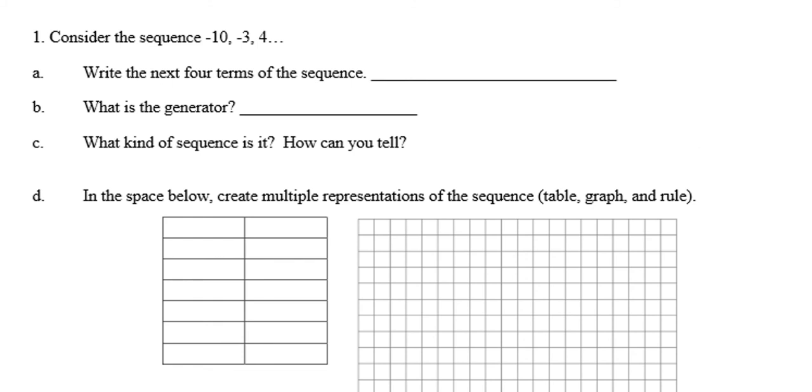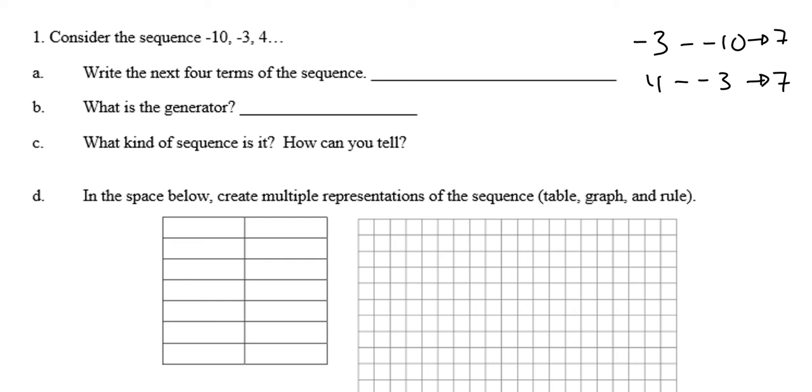What it does have is a common difference. If I look at -3 and subtract the previous term, which is minus -10, I get a value of 7. And 4, subtracting the previous term, -3, ends up being 4 plus 3, which is 7. So this is an arithmetic sequence. I have a common difference of 7.